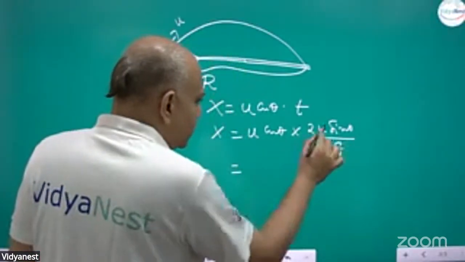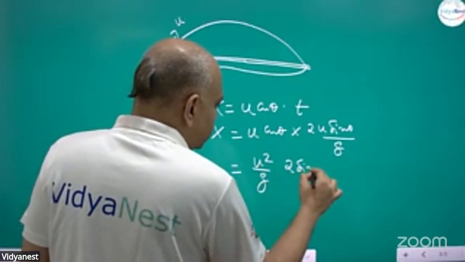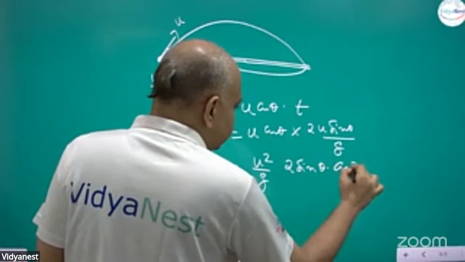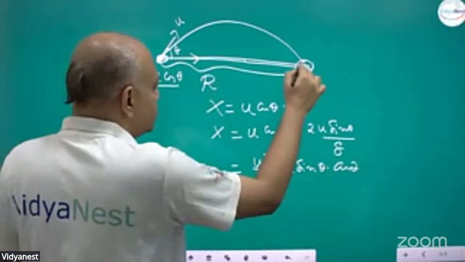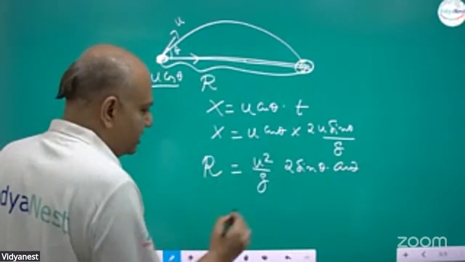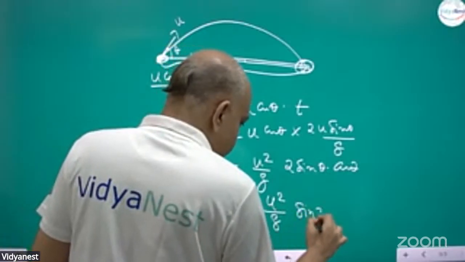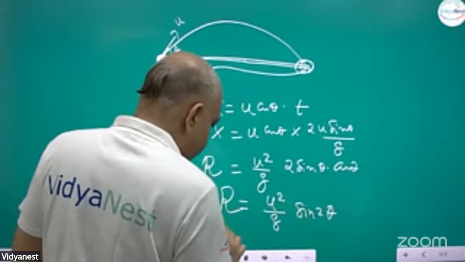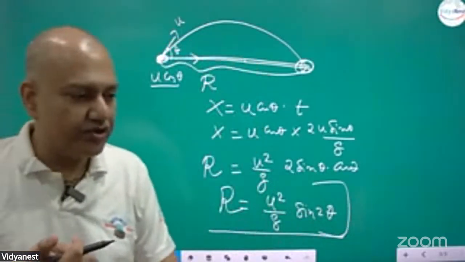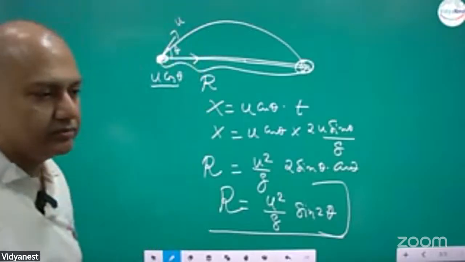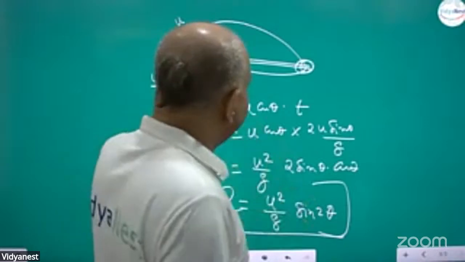Therefore, u square by g into 2 sine theta cos theta is equal to the total length from this position to this position. This is called the horizontal range. So we can write u square by g sine 2 theta. This is the range. Saurabh, any confusion or not? No, sir. Clear. Very good. So this is the horizontal range we are getting from here.